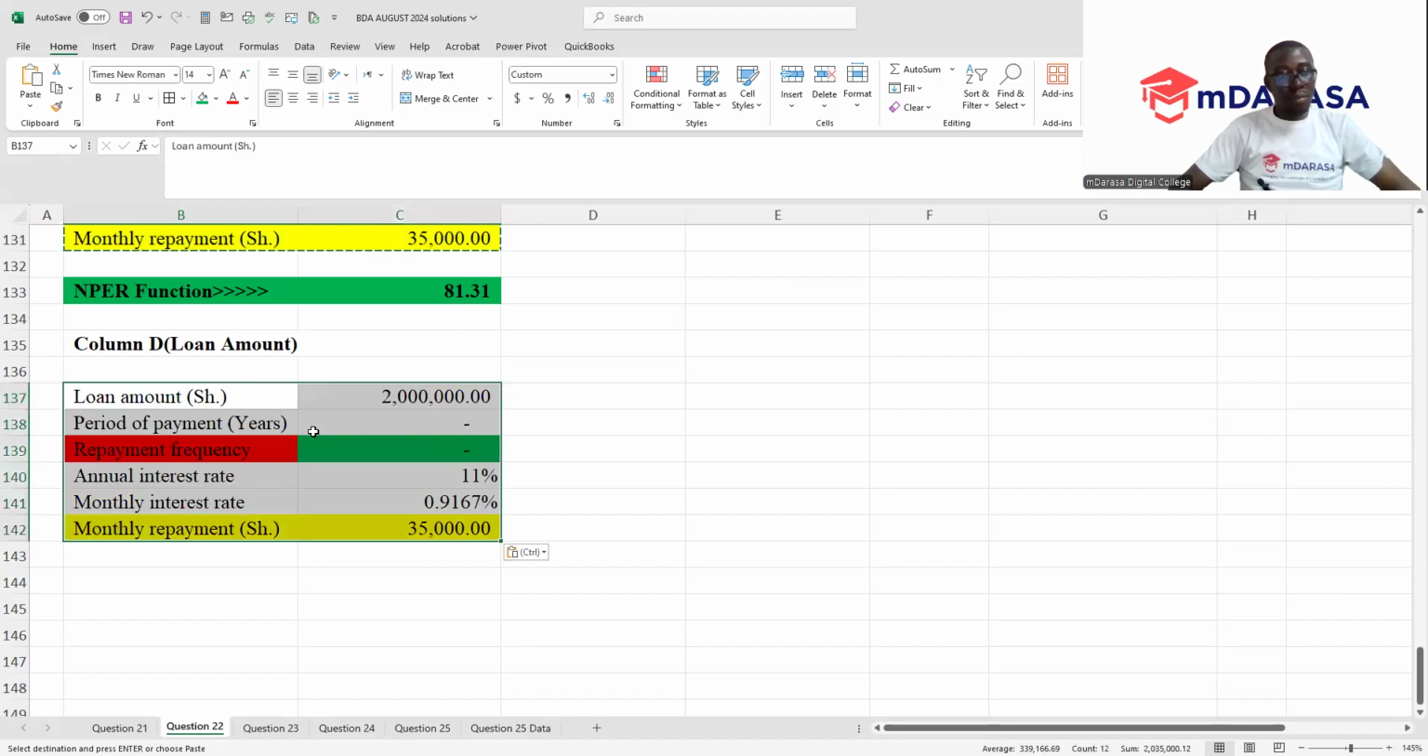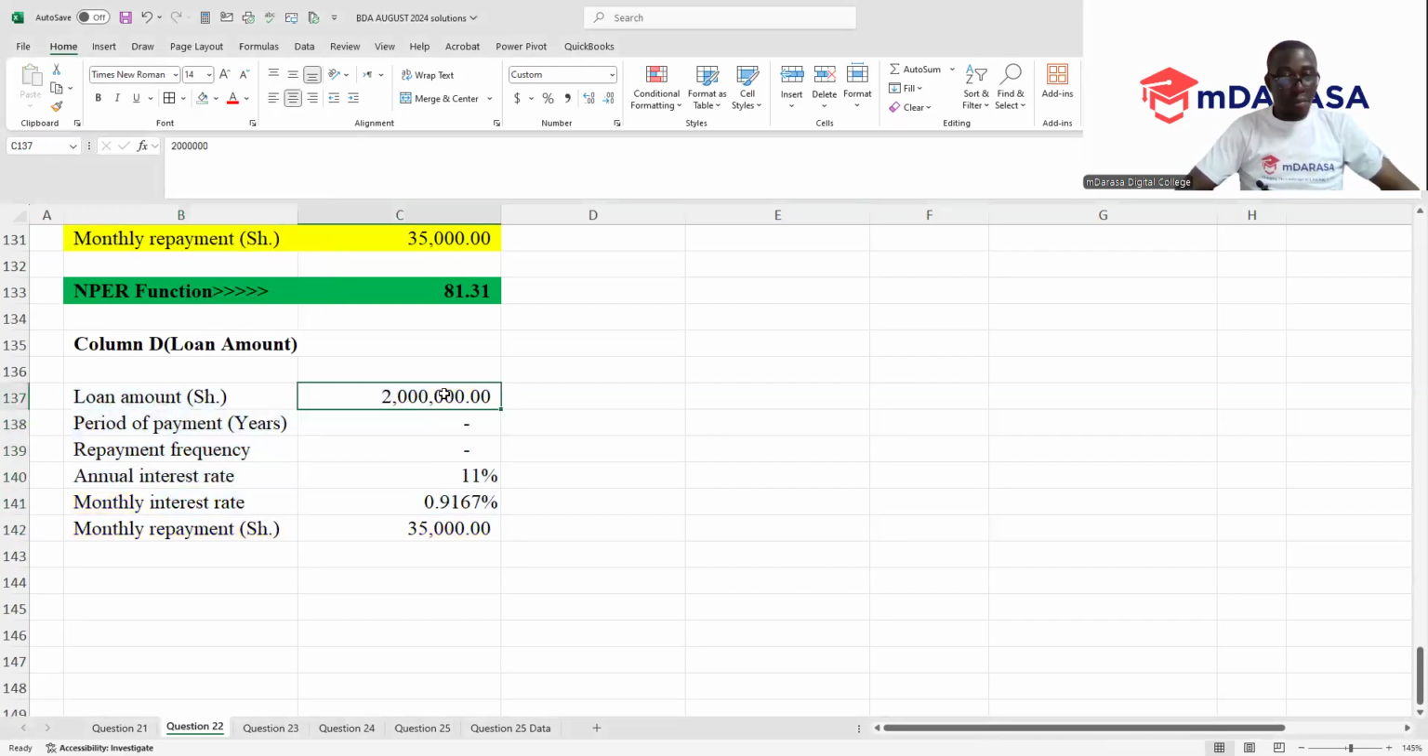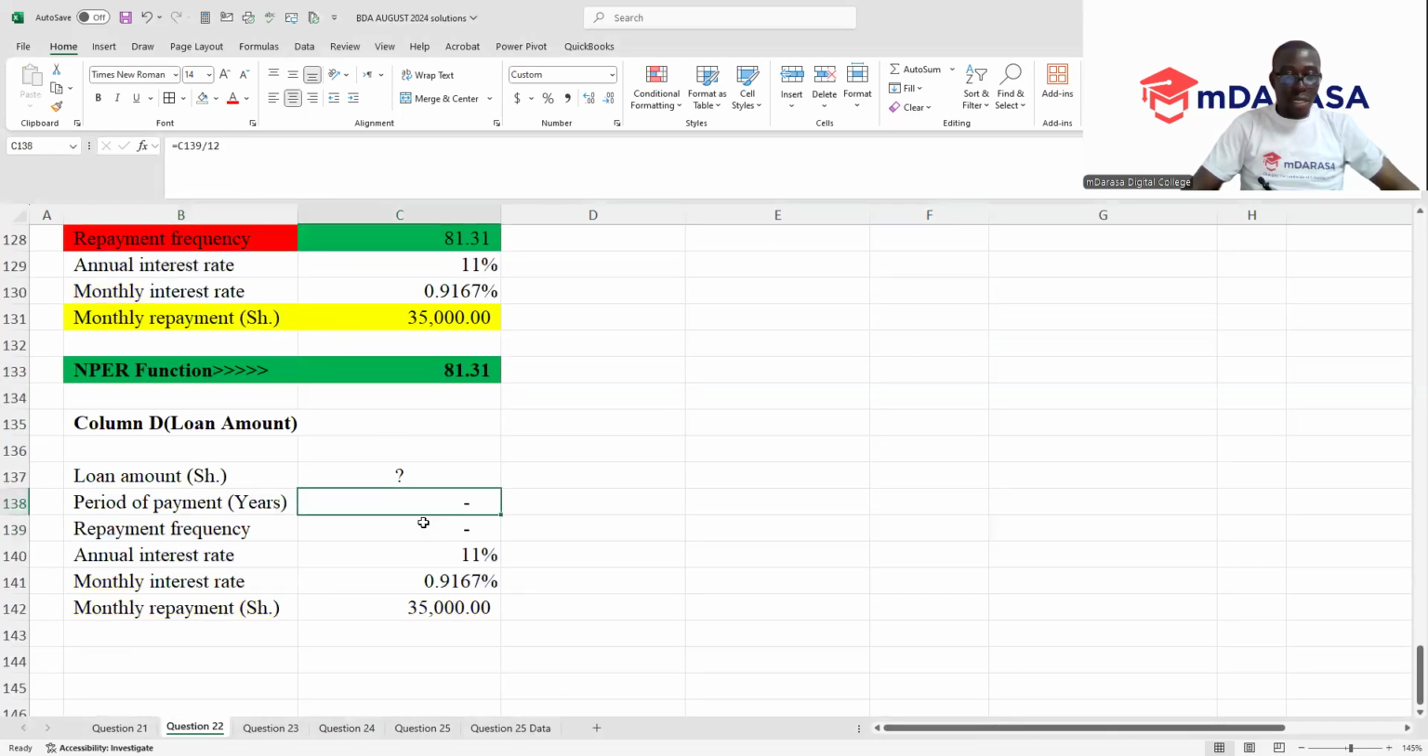Just copy paste this point. Loan amount, this time I don't have. Period, we are given; the loan amount is what you're supposed to determine. Our loan period or term is 60 months, which is the same as 5 years. The rest will just remain the same, right? Because at the end of the day, I'm required to make a repayment of 35,000. So what is the loan amount that I'm supposed to have here?